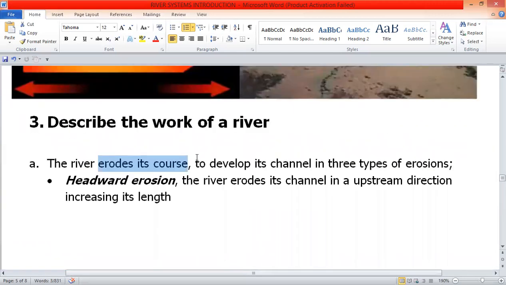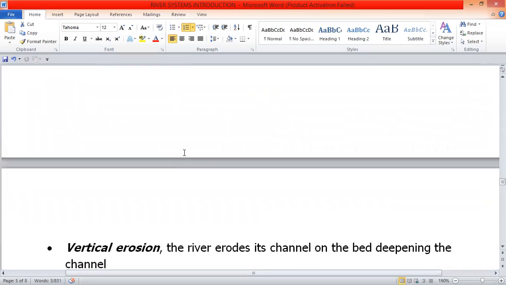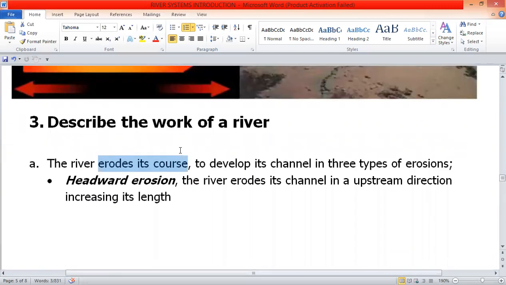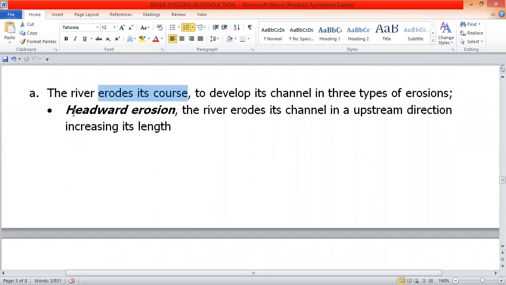How is the channel being eroded? There are three ways the channel of a river is eroded. The first one is called headward erosion. This is when the river is eroded at its mouth, upstream, from the mouth upward. So this is going to increase the length, okay?